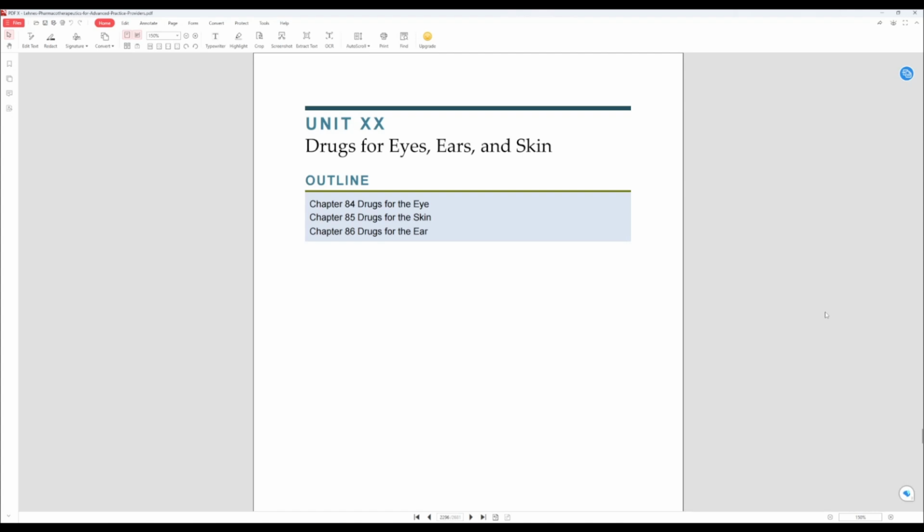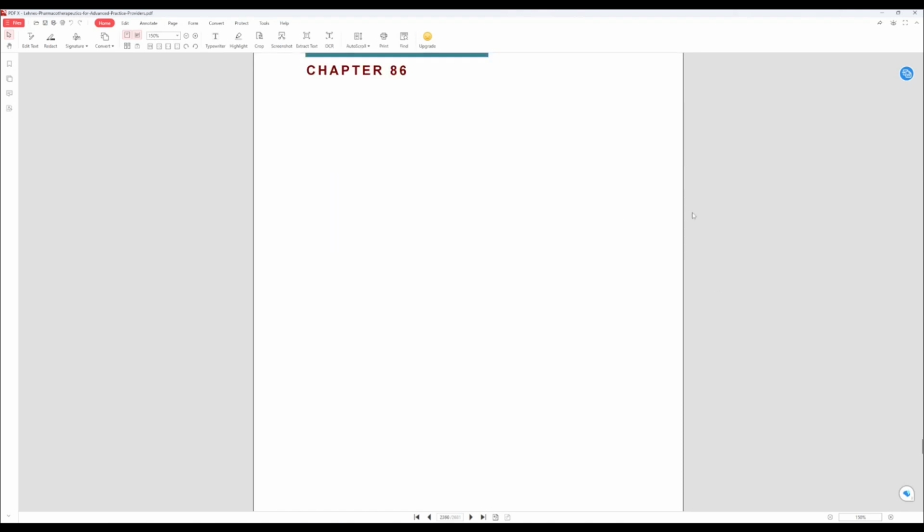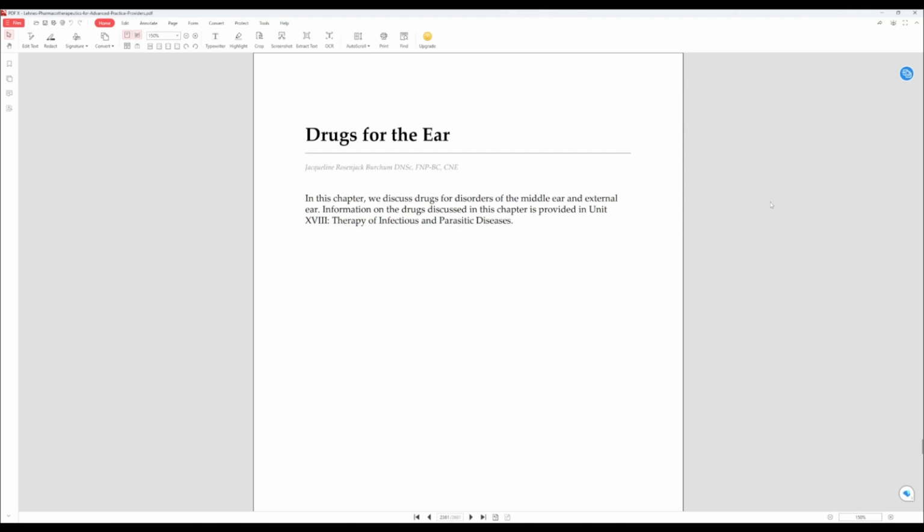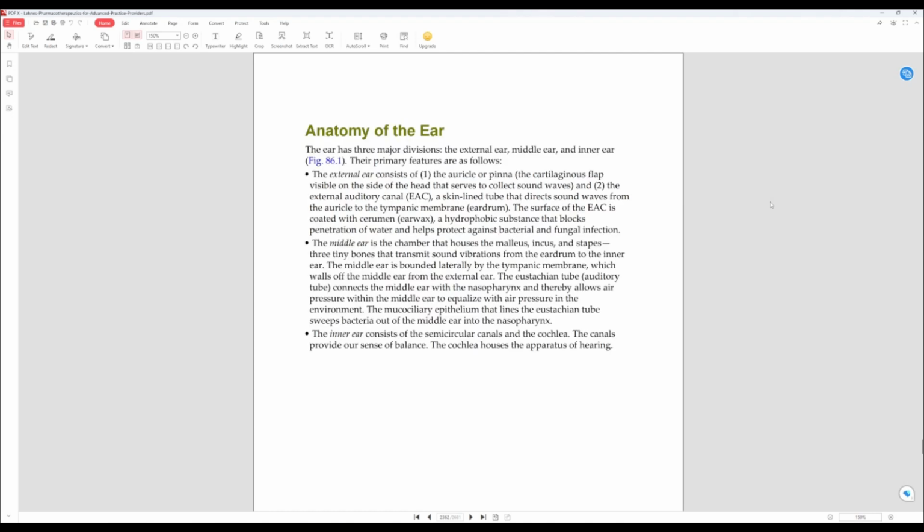Today we're talking about Unit 20, Drugs for the Eyes, Ears, and Skin, and we'll speak specifically on Chapter 86, Drugs for the Ear. In this chapter, we will discuss drugs for disorders of the middle ear and external ear. Information on the drugs discussed in this chapter is provided in Unit 18, Therapy of infectious and parasitic diseases.